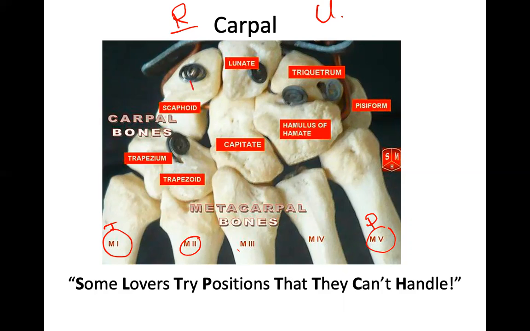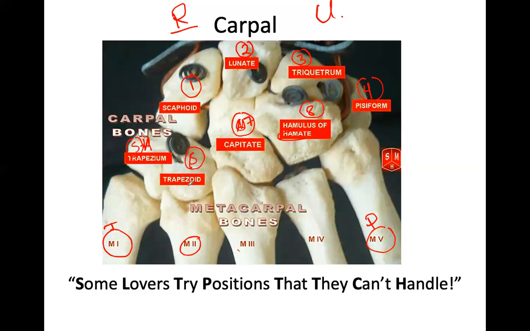The bones that we have are the scaphoid, lunate, triquetrum, and pisiform. So that's the first 4 that are medial. And then followed by trapezium, trapezoid, capitate, and the last one is just hamate. The hamate has a little hook-like part, but the bone itself is called the hamate.